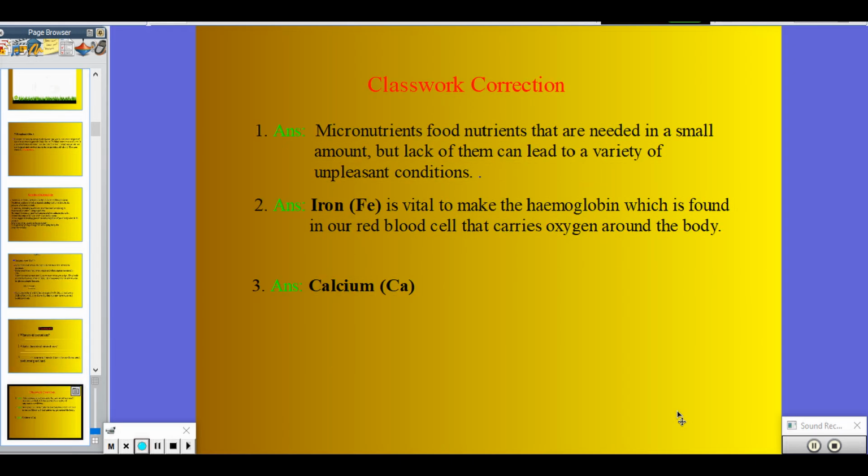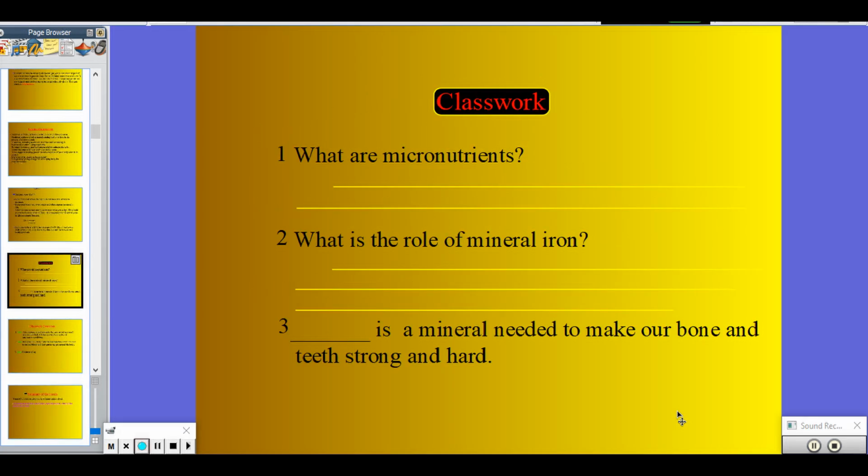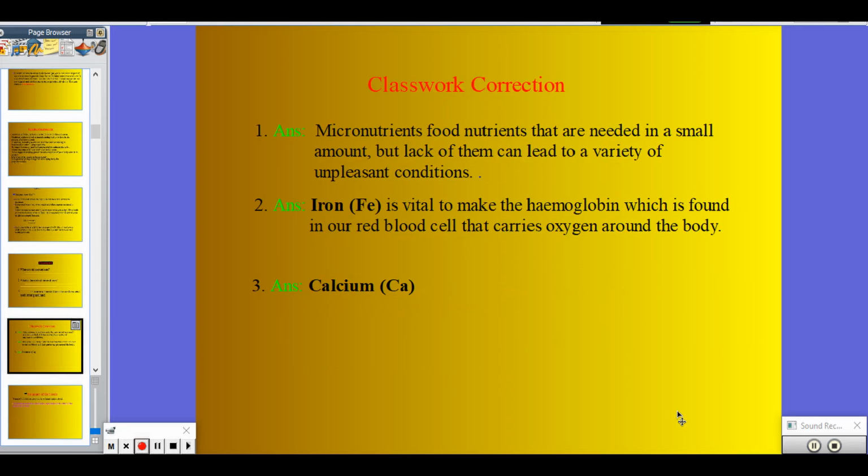Iron is vital to make the hemoglobin, which is found in our red blood cells and carries oxygen around the body. And question number 3 says, blank is a mineral needed to make our bone and teeth strong and hard, which is calcium. Our bones and teeth become tough and strong due to the mineral calcium.